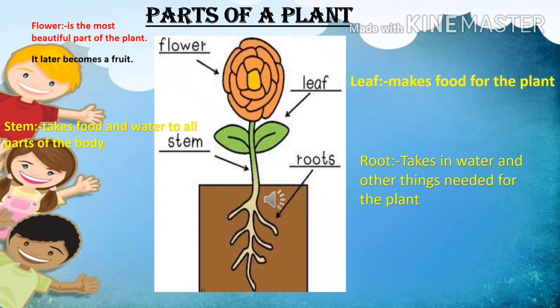Already we saw what are the different parts of a plant. Now let us see them in detail. Flower. Flower is the most beautiful part of the plant. It later becomes a fruit. Stem. It takes food and water to all parts of the body. Leaf. Leaf makes food for the plant. Root. Root takes in water and other things needed for the plant.